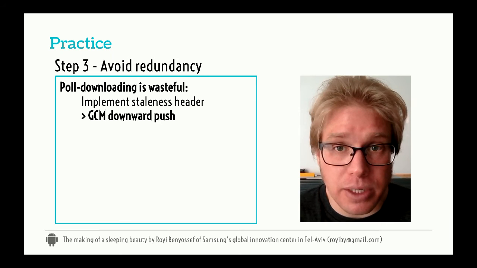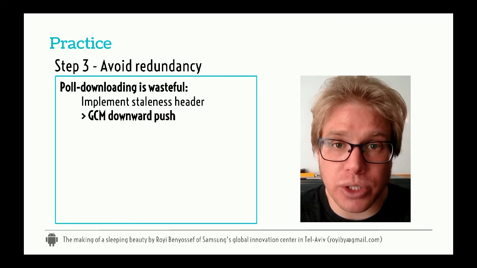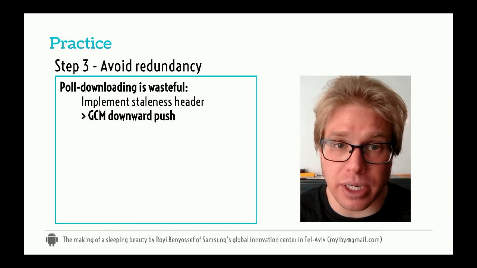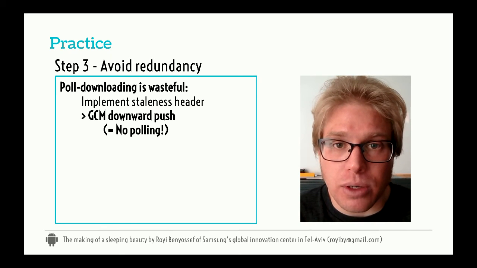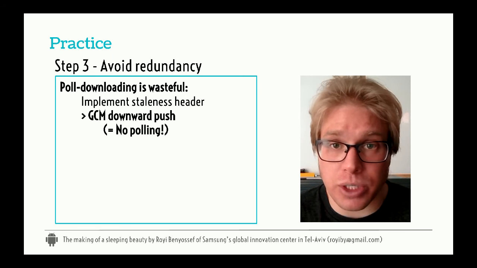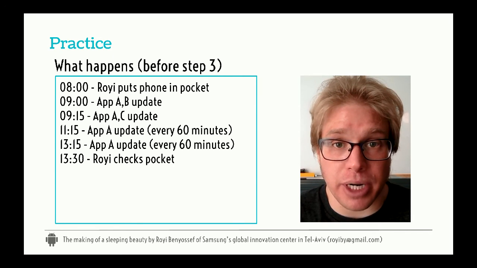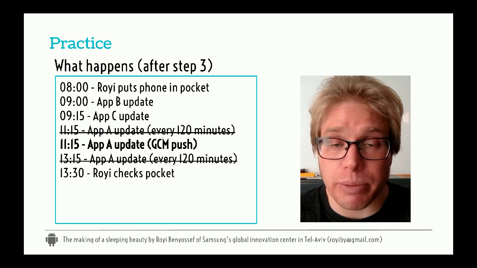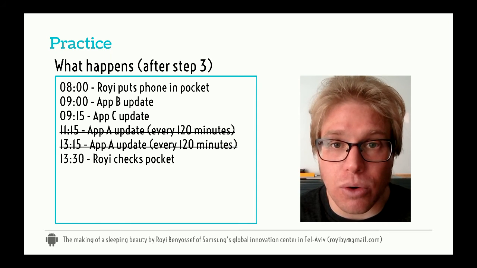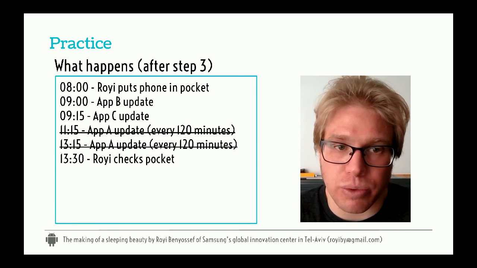The best practice will include switching to a GCM-induced downward push, which means the server will tell you when the data needs updating, when it changes. So no polling will occur whatsoever. And by doing this, it will become this. Or even this if there was no change whatsoever.